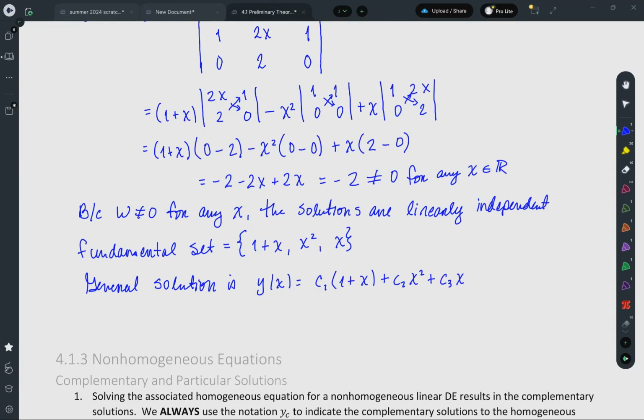Okay, so there's a little bit of theory in there to be aware of. Number one, that superposition principle. Number two, the existence of a unique solution, and then the linear independence or dependence that could happen.